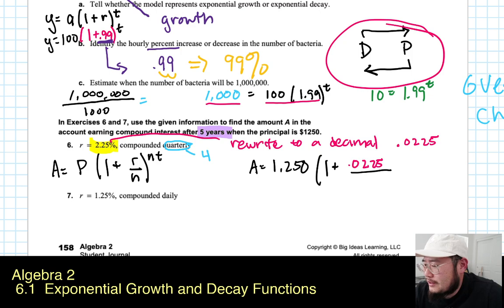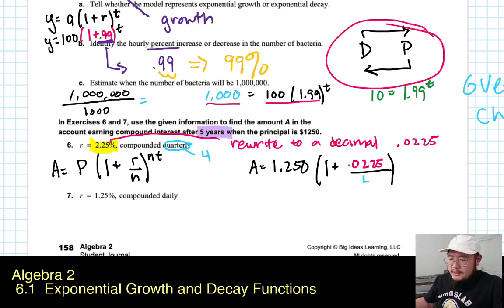So let me go back and erase that. Next up, we have the number of times. It's quarterly, so it's 4 right here. Raise that to the 4, and then how many times? 5 times, because that's what it says in the problem. So it's a matter of plugging things into the right spot and then getting your answer.